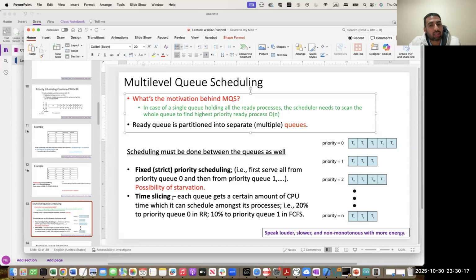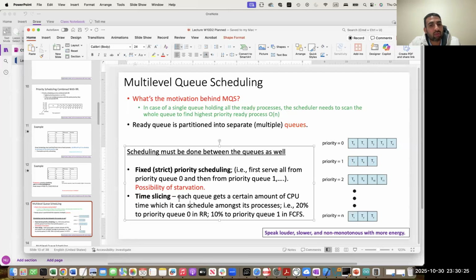So yes, we can solve this problem by aging, as I explained earlier. But another option, instead of doing fixed or strict priority scheduling between the queues, is to use time slicing, where we assign time to each queue. Each queue gets a certain amount of CPU time which it can schedule among its processes. For example, we can assign 20% of the CPU time to priority queue 0 in round robin. In that 20% time, it doesn't matter how many processes it can complete, but if there is more than one, it can use round robin among them, like between T0, T1, T2, T3 and T4, right?